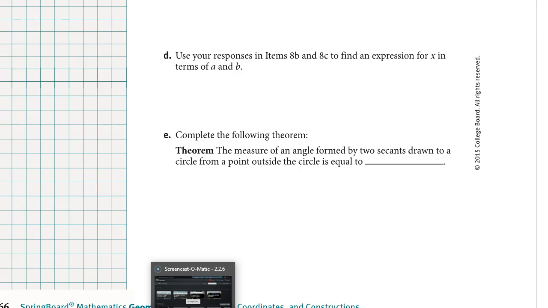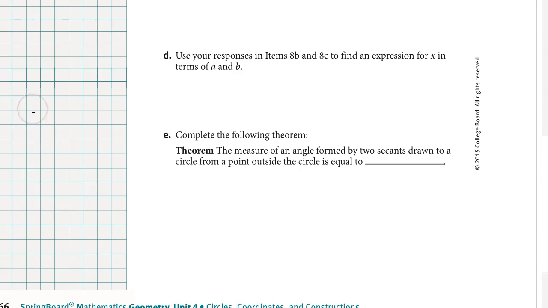So let's summarize today's lesson. We were discussing the situation of two secant lines or two tangent lines intersecting at a point outside the circle. And we created this theorem. The measure of the angle formed is equal to half the difference of the intercepted arcs.